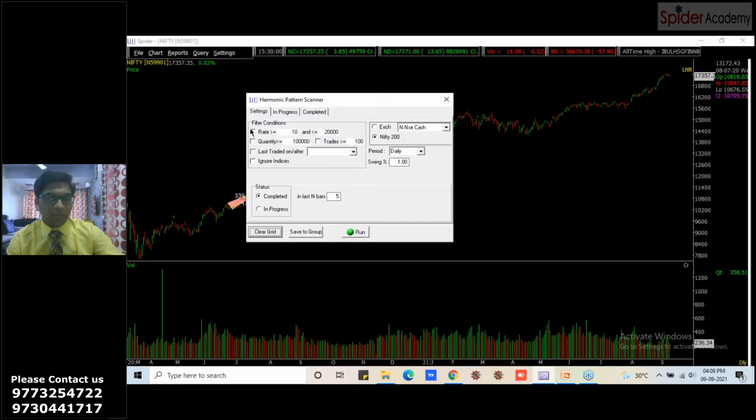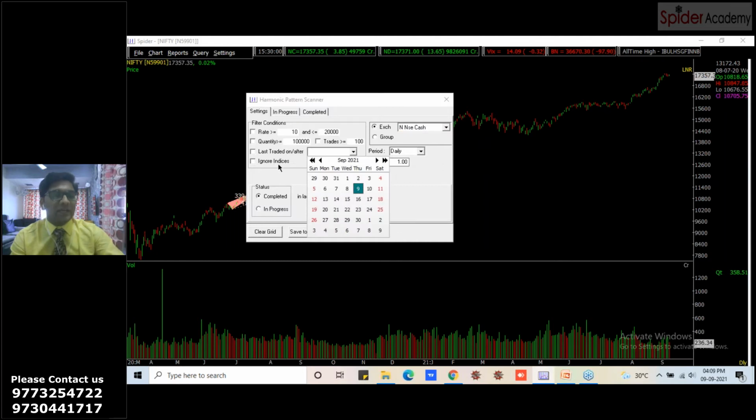On the left-hand side we can see we have filter conditions. These filter conditions are considered when we select a group. If I select a whole exchange, we have NSE cash or BSE cash, so this scanner is specifically for the cash segment groups only. If I run a whole exchange, I can filter the scripts based on rates, quantity, and last traded date, and I can use these filters to ignore the indices.